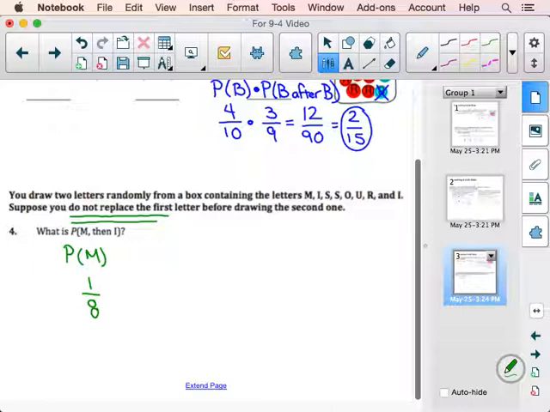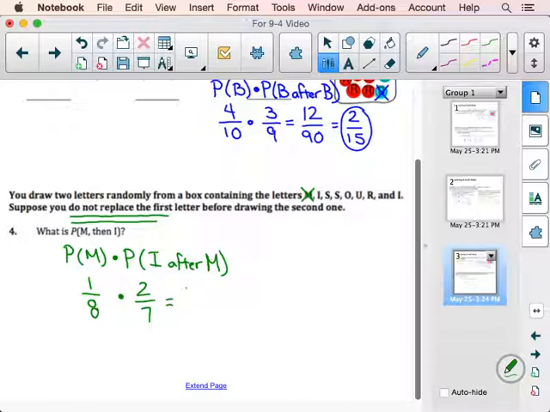Now we're going to take that M out of there because it says we do not replace it. Once we've gotten it, we keep it out. So now we're going to multiply that by the probability of getting an I after we've taken out that M. We write that as the probability of I after M. Now our chance of getting an I, if you look at the letters remaining, there are 2 I's, but there's only 7 letters. So we're going to do 2/7 for that chance.